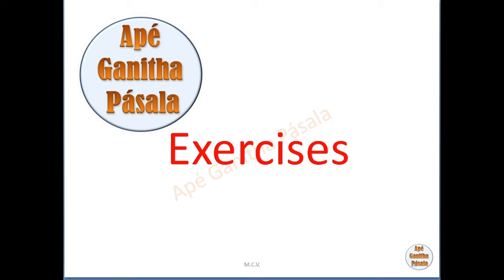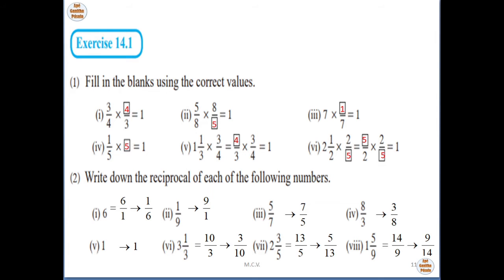Now let's move to the exercise problems. Look at exercise 14.1. There are some empty cages. You have to fill those blanks using correct values. When you fill in those blanks, you have to remember that when we multiply a fraction by its reciprocal, the answer is always 1. You have to use that when you fill in these blanks.